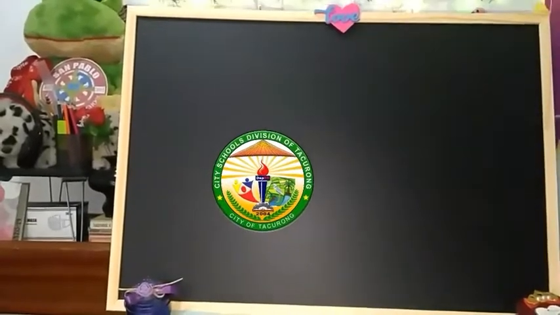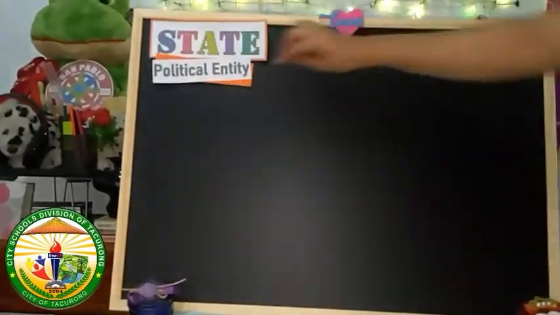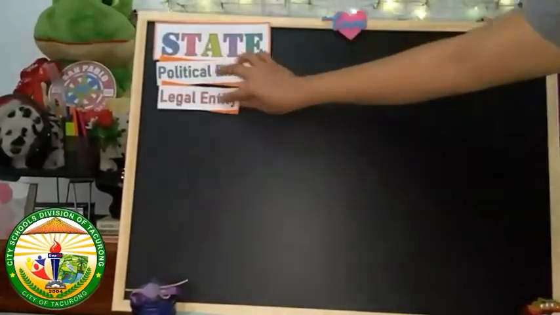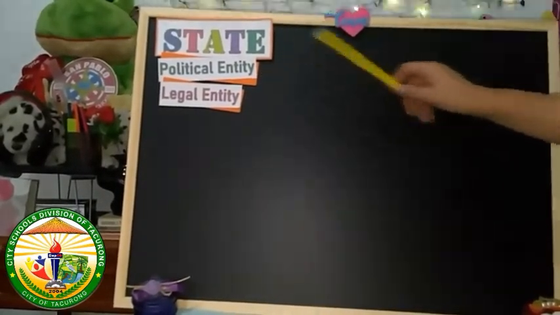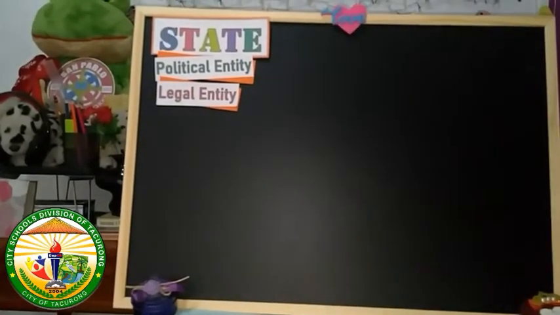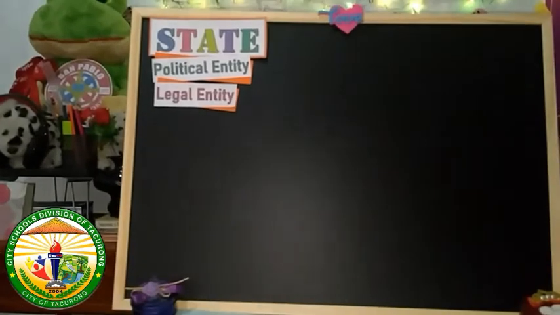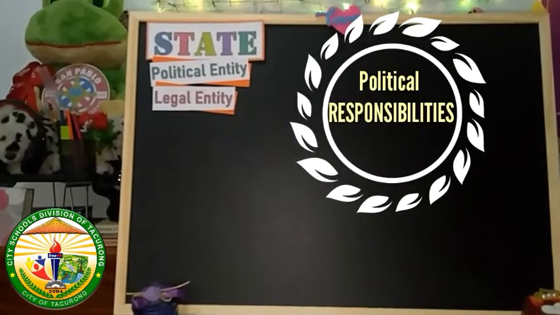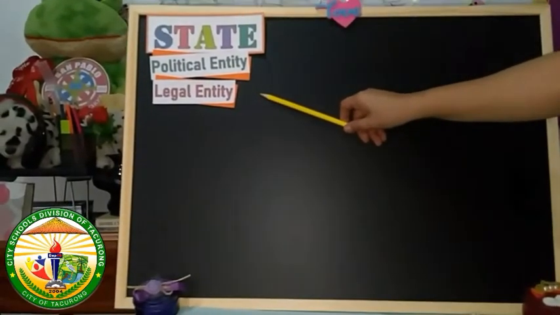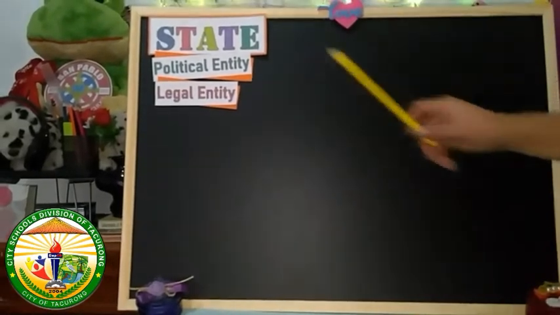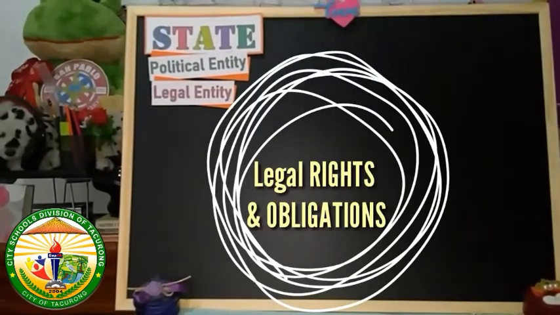There's a lot of different definitions of the state, and you can even look them up if you like. But the one we're going to work with is the state as a political entity and legal entity. First, what is a political entity? It is a unit with political responsibilities. On the other hand, a legal entity pertains to a unit that has legal rights and obligations. Take note, legal rights and obligations.